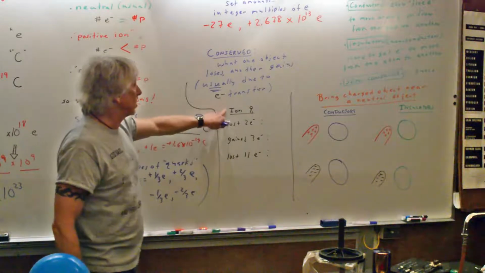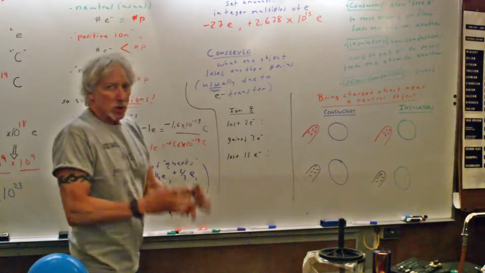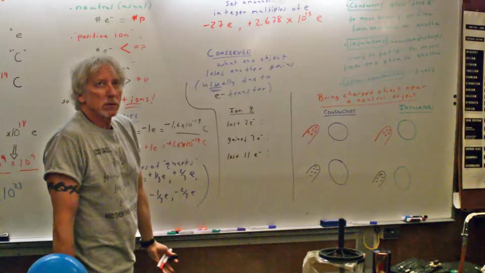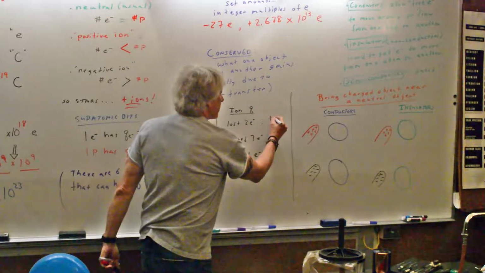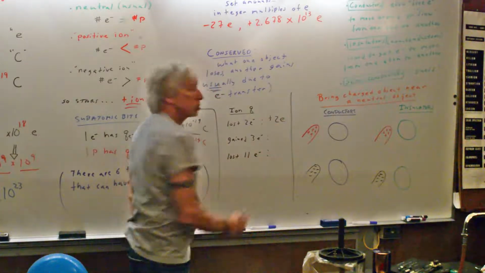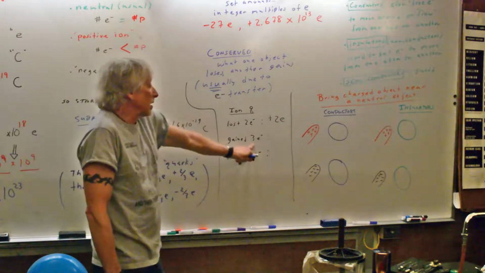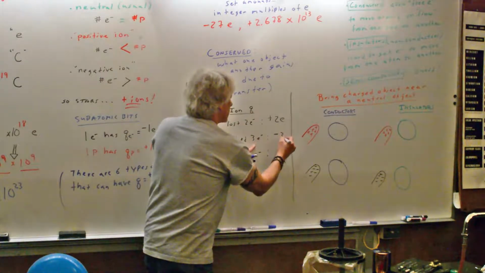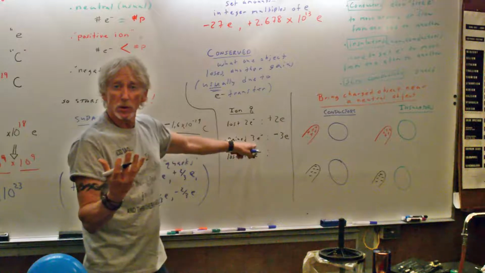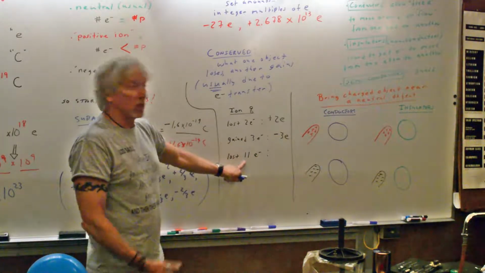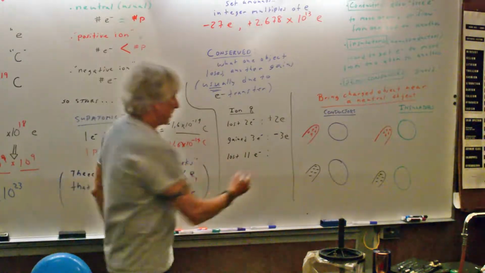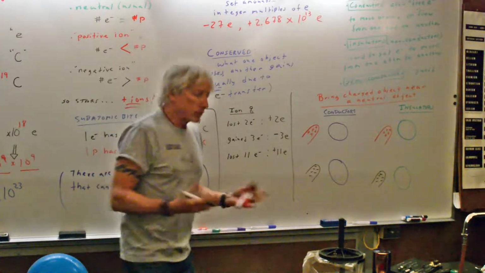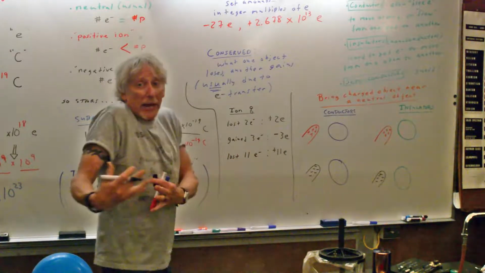So that's all. So ion charge: an atom, if it's lost 2 electrons, then it has plus 2e charge. If it's gained 3 electrons from being neutral, then it has negative 3e of charge. I'll put it in coulombs. If it's lost 11 electrons, then it's positive 11e of charge. That's all. So atoms can lose, but someone had to get them.